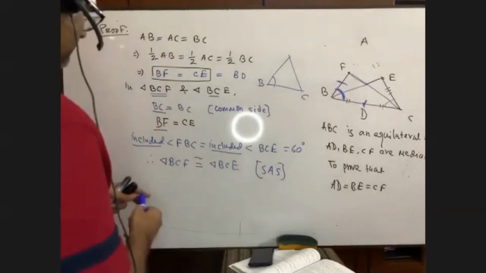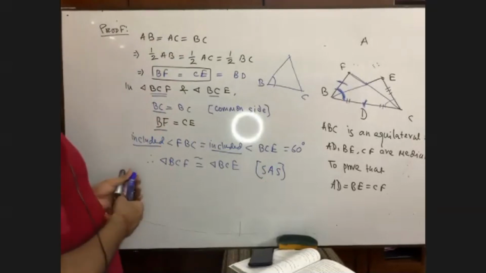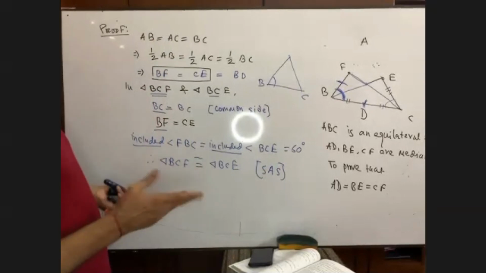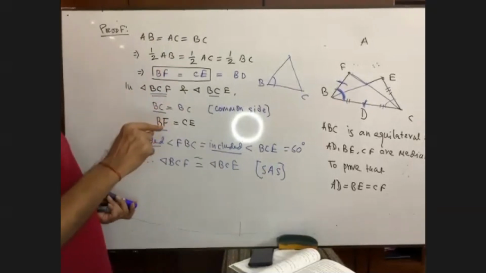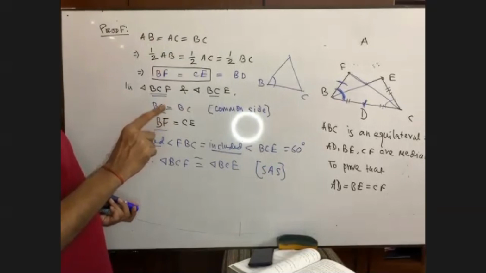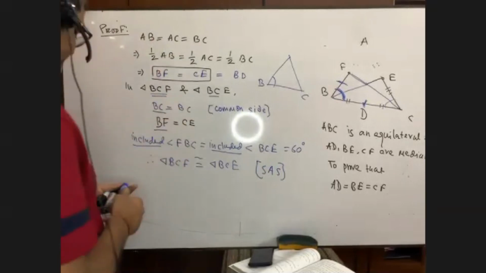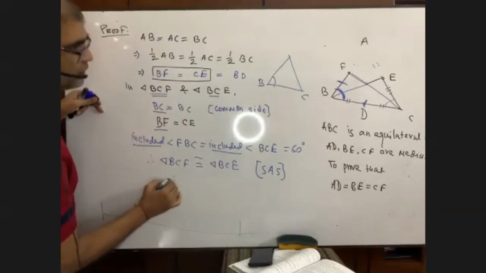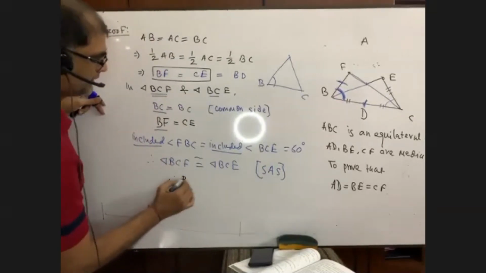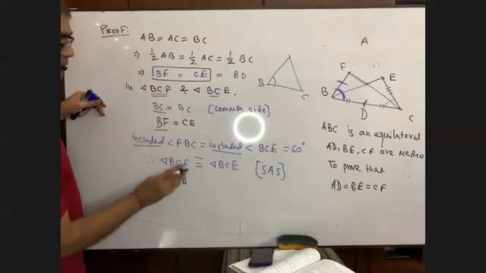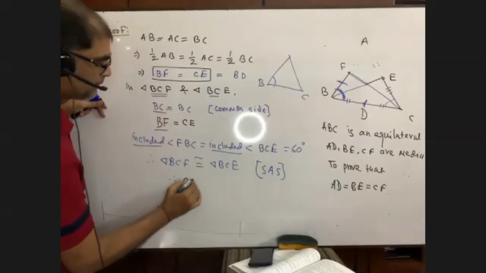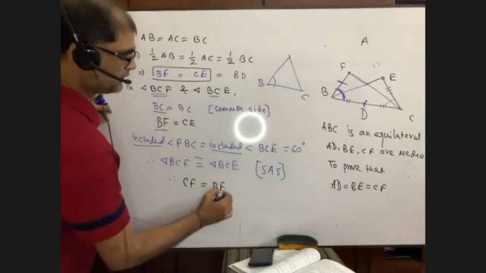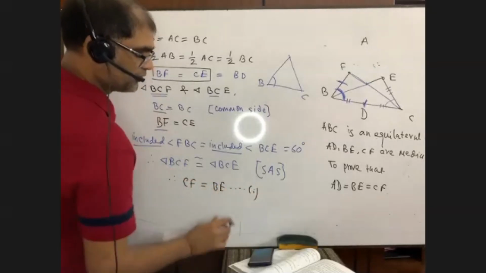In class 7, you read that two sides and its included angle. Similar or congruent? Congruent. Now you see, in this triangle BCF, we have to write CF. Therefore, CF is equal to BE. Please talk to me. All of you are required to talk to me.